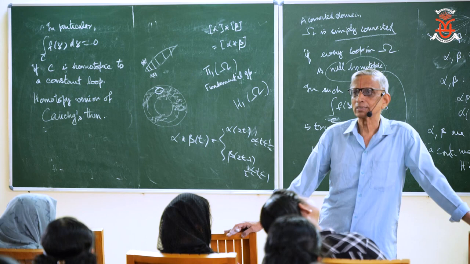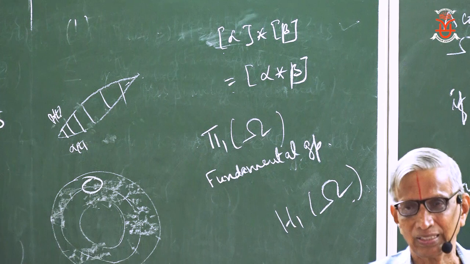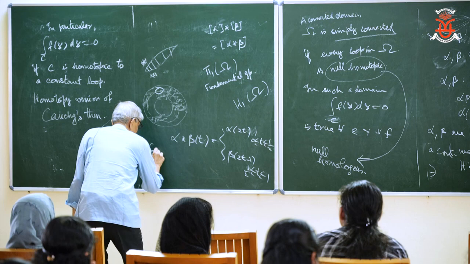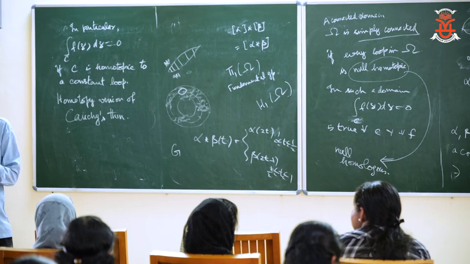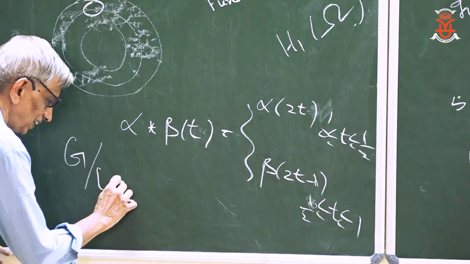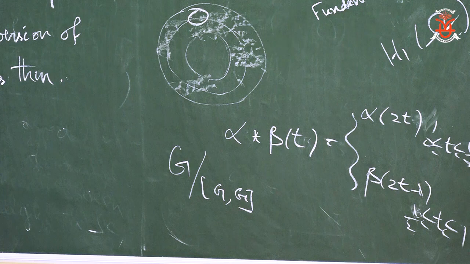The essential difference is that the fundamental groups are in general non-abelian. The homology groups are always abelian. And H1 is got from pi 1 by what you call abelianization. You start with a group, G. You look at the commutator subgroup. You know what the commutator subgroup is? You look at all elements of the form A, B, A inverse, B inverse, and look at the subgroup generated by all such elements. This is called the commutator subgroup, and generally denoted like this. It is a normal subgroup, so you can form the quotient group. This becomes an abelian group. And in fact, this is the smallest subgroup which makes the quotient abelian.